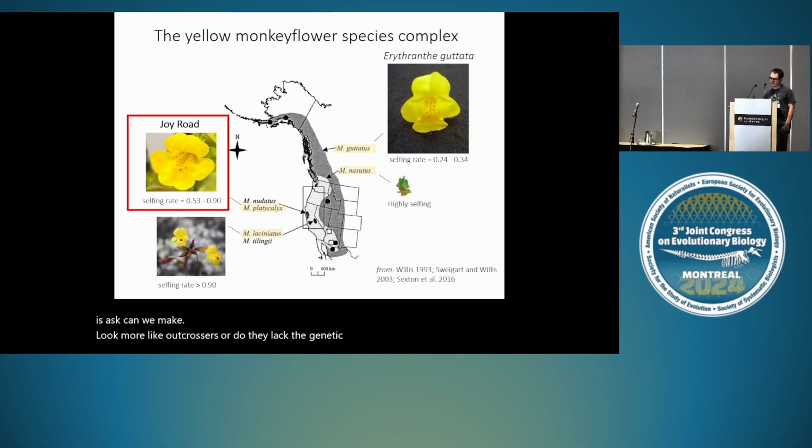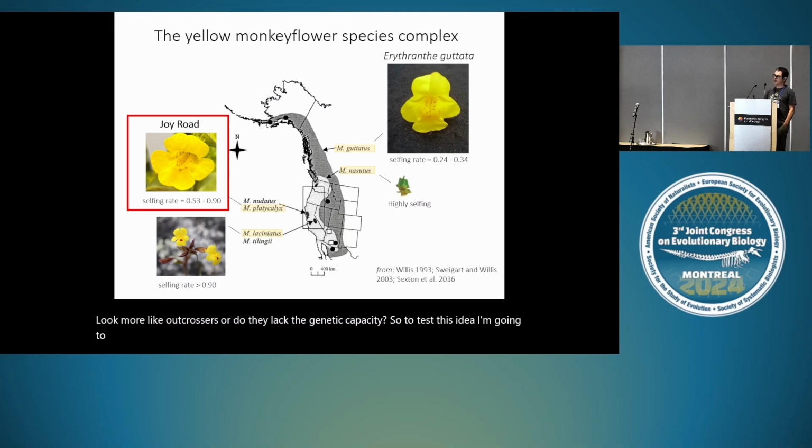So to test this idea, I'm going to work in the yellow monkey flower species complex, Mimulus guttatus. So in this map in gray, you can see its very, very large geographic range. There's been a lot of work done in this group. And in monkey flowers, there is tremendous variation in mating system, or the degree to which plants self-fertilize. So Mimulus guttatus, or Erythranthe guttata, tends to have an outcrossing / mixed mating strategy. There's lots of variance there.